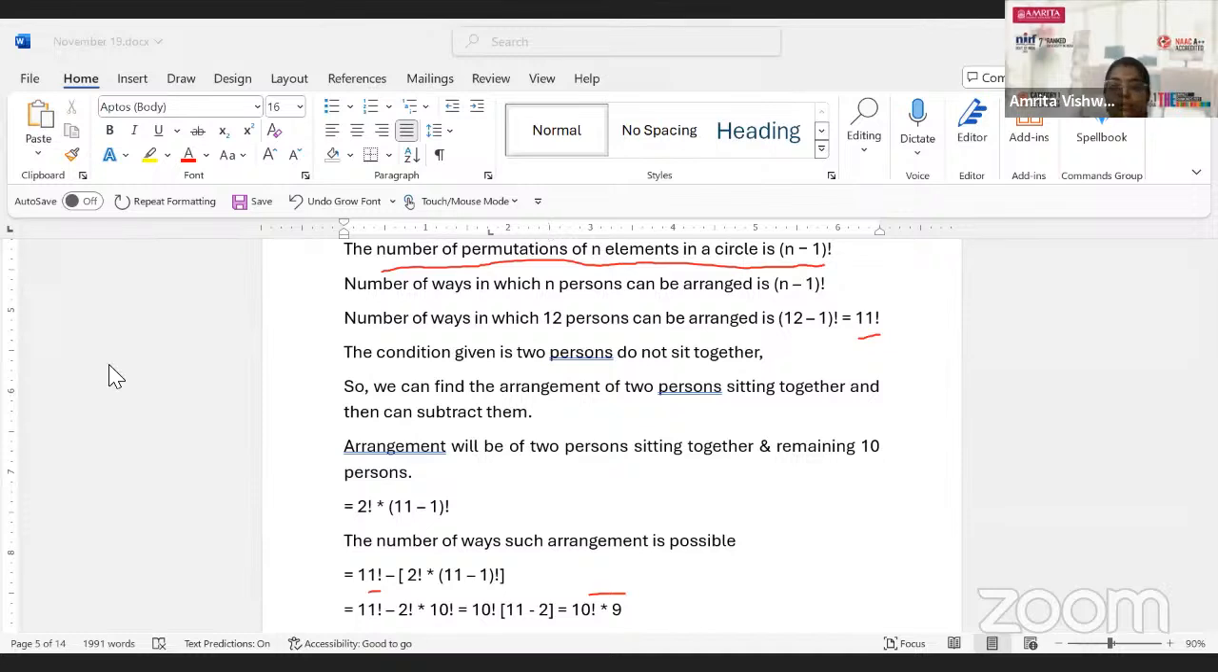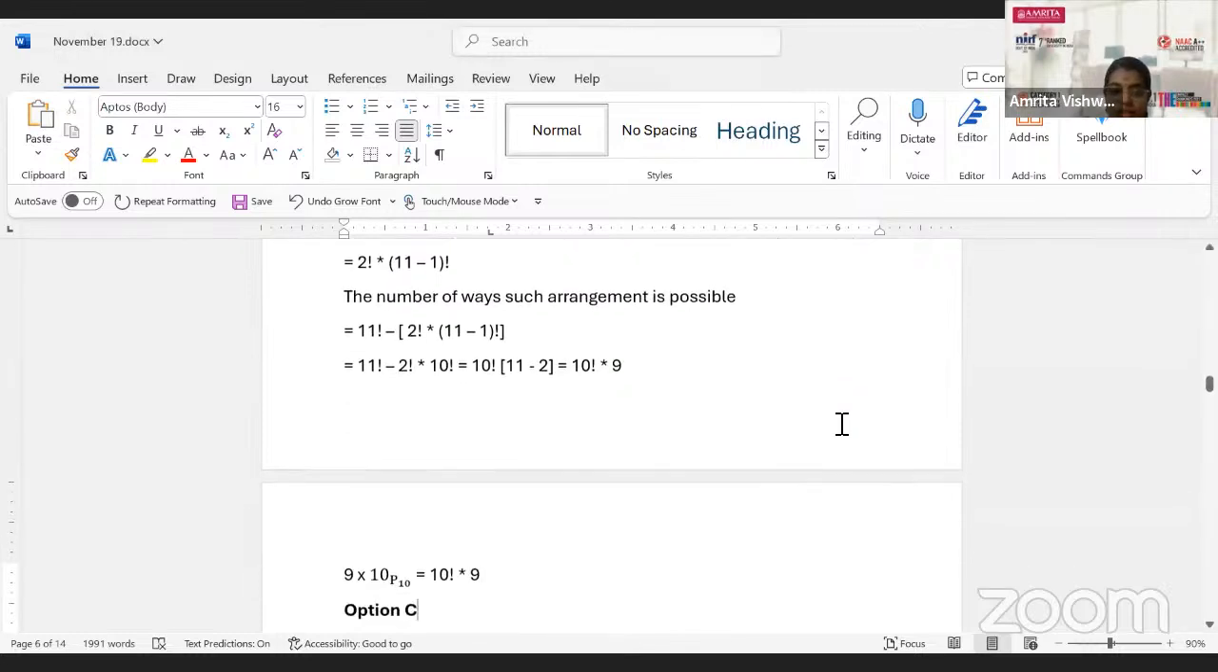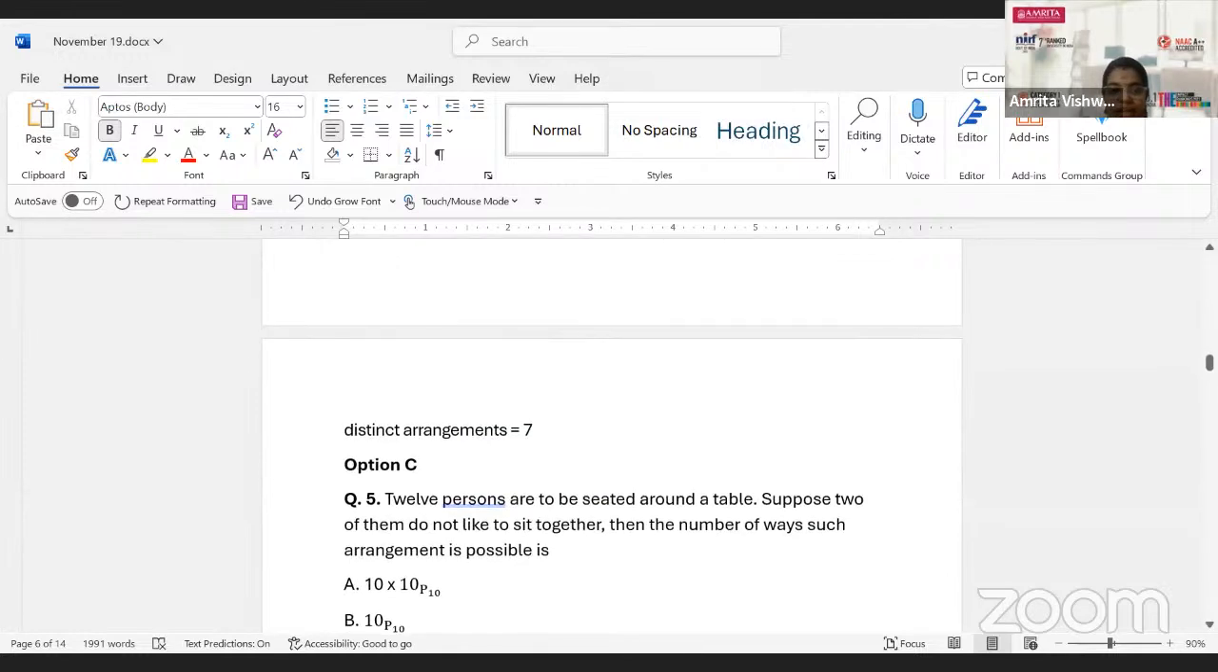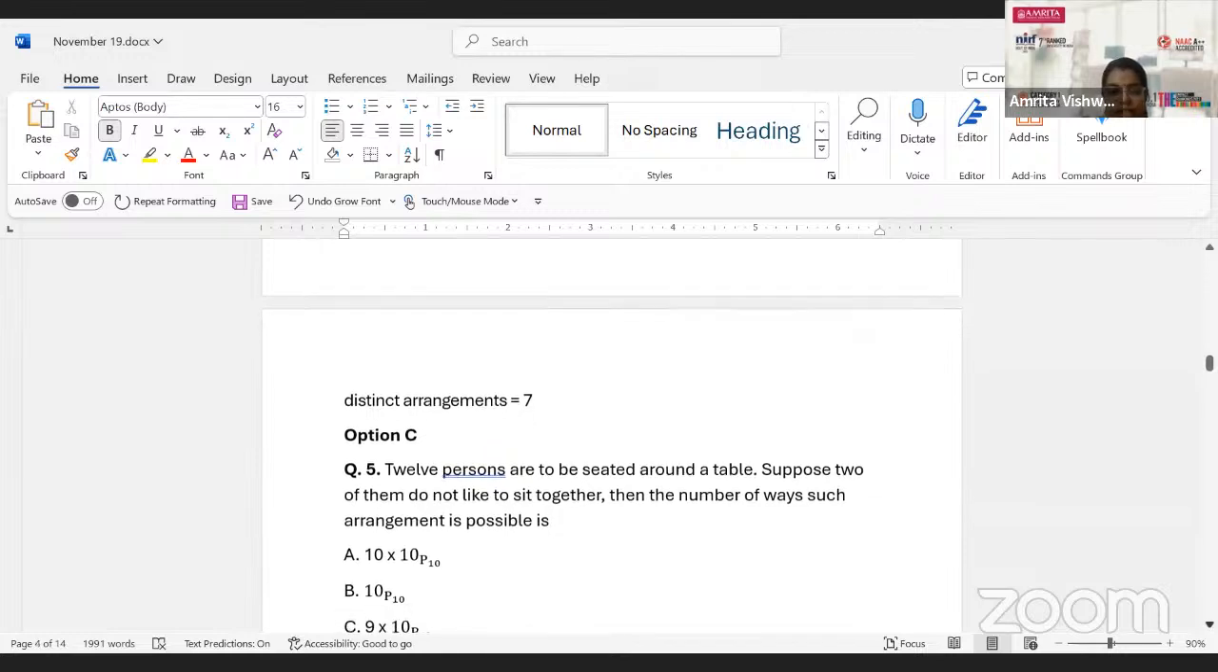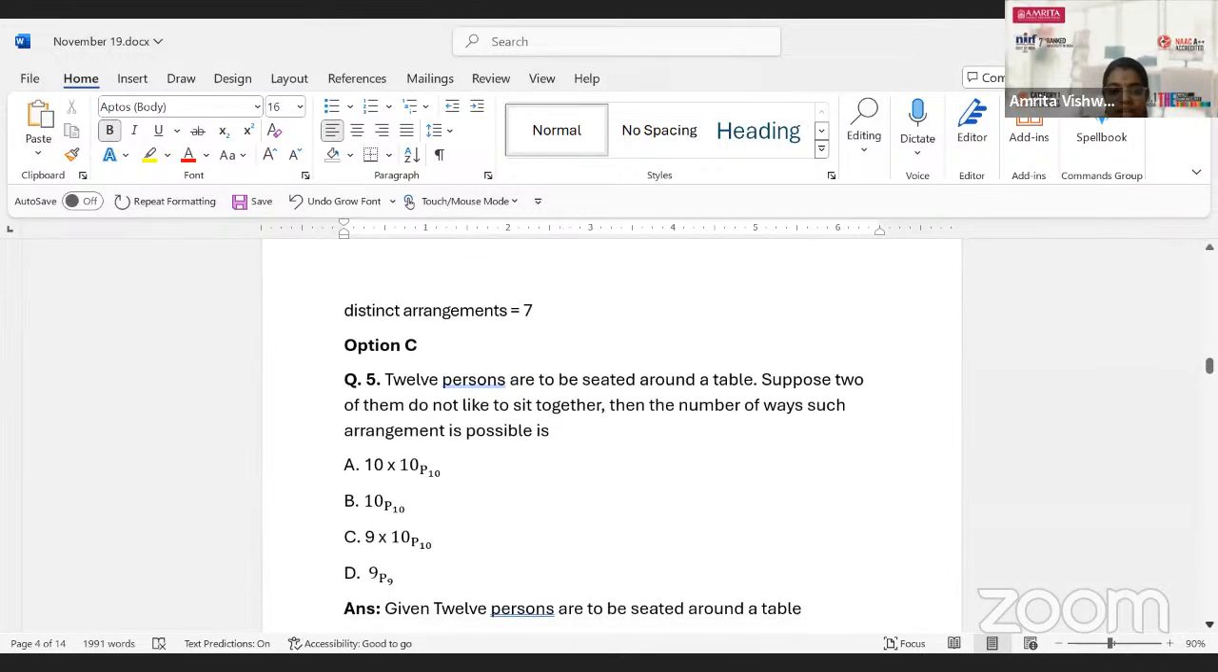No need to think this way also, because when we initially discussed this question, yes, it's 9 into 10 factorial. That is 9 into 10P10, which is 10 factorial into 9. And you need to be careful about the options also, because the options were something like 9P9, 10P10, 10 into 10P10, 9 into 10P10, 9P9 and so on.